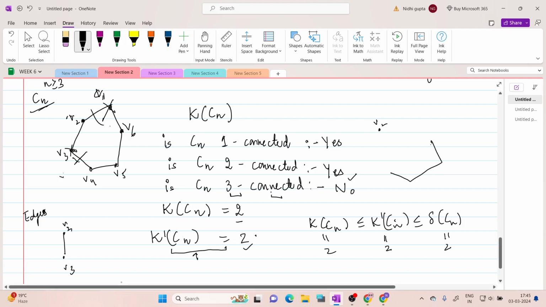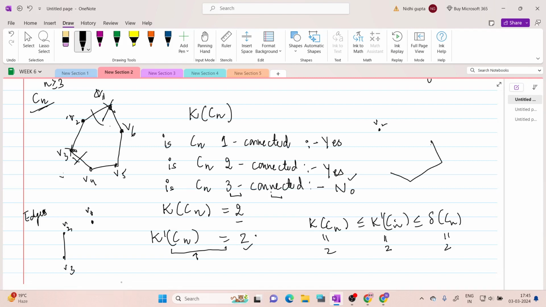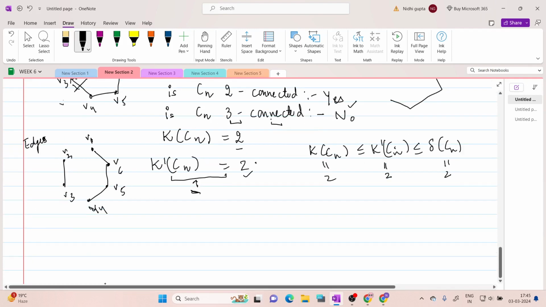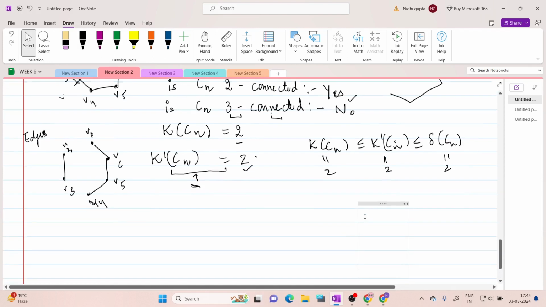Now if you are removing edges, then you don't have to remove the vertices. So we see that after removing V5, V4, this graph becomes disconnected. So the edge cut is also 2. Okay. So this was the first example.